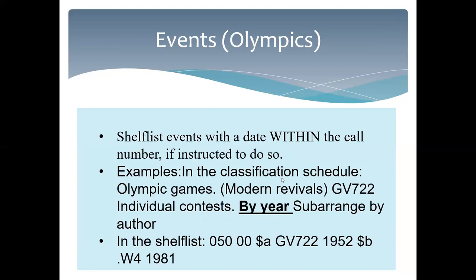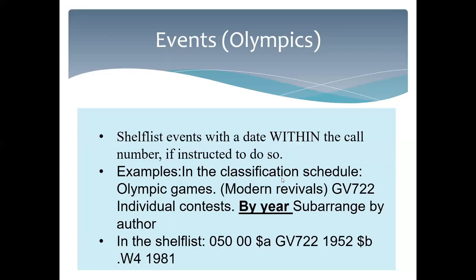So for example, in the classification schedule, it'll say Olympic Games, Modern Revivals, and then it's going to give you your call number, GV722. And then individual contest by year. So it's telling you exactly what to do. GV722 by year. So that's the next piece you're going to put in. And then you're going to subarrange by author. So that means you're going to then cutter by your author, which would be your main entry.